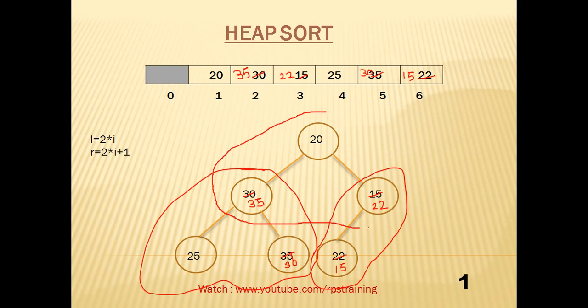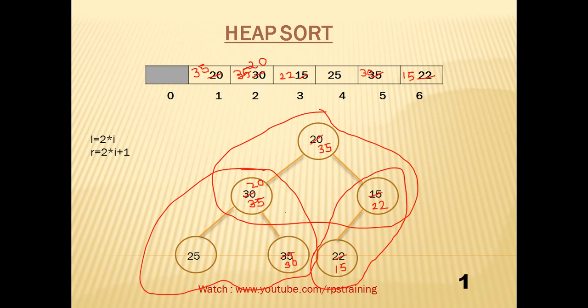Now the first subtree, is it a max heap? No, because the parent is 20, it has a greater child 35. So one interchange, 35 and 20, will be done here. It will be 35 and it will be 20.